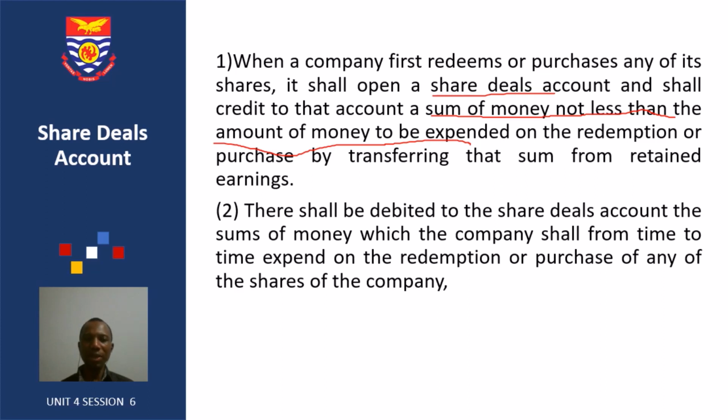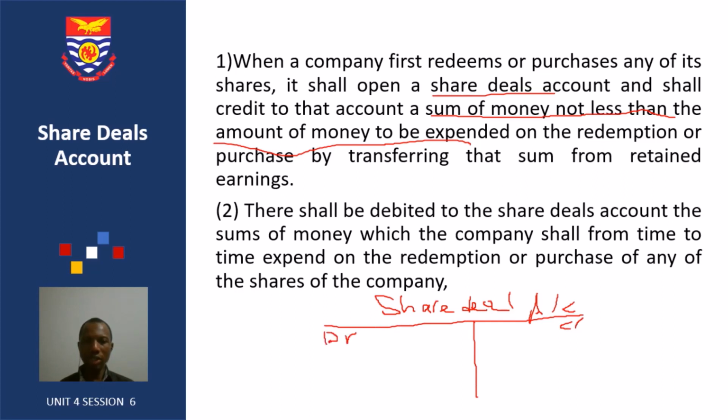Now, there shall be debited to the share dealing account the sum of money which the company shall from time to time expend on the redemption or purchase of any of the shares of the company. So that's what is happening. Let's say we have the share dealing account, SD AC for short. So we have the credit side and we have the debit side.